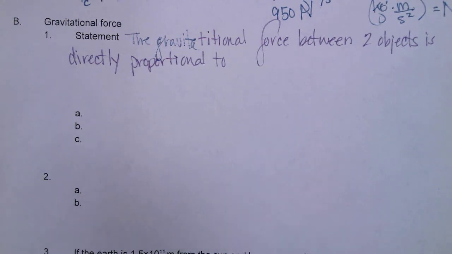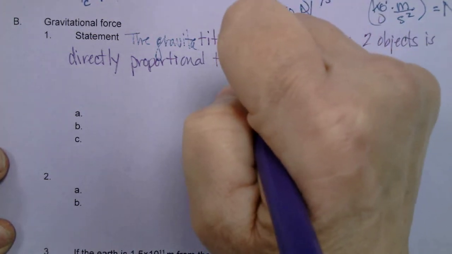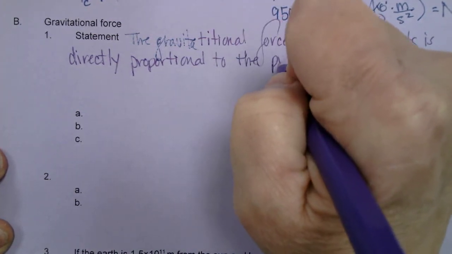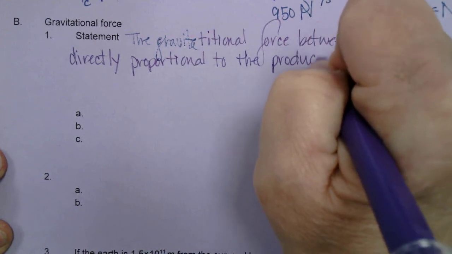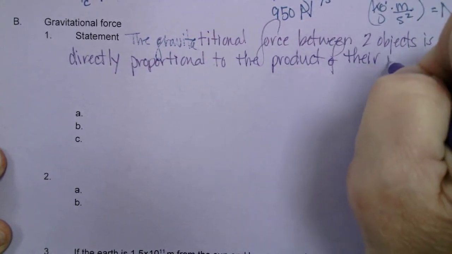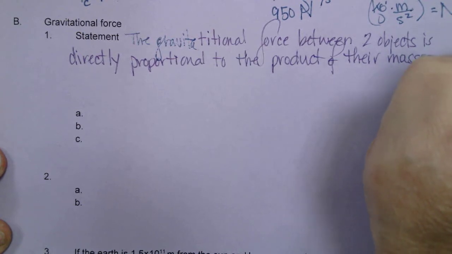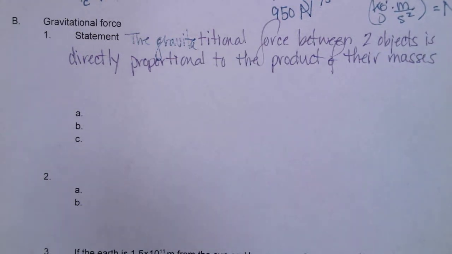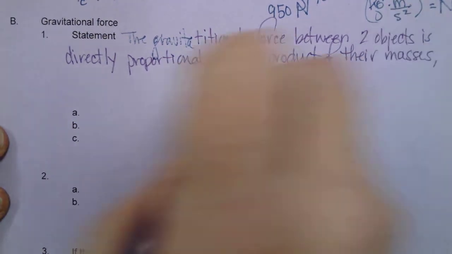Did you come up with the idea of masses? Because that's actually what will increase their gravitational pull. It's directly proportional to the product of their masses. And again, that simply means that as I increase either or both of the masses, I am increasing the gravitational force between them. But I'm actually going to say and.